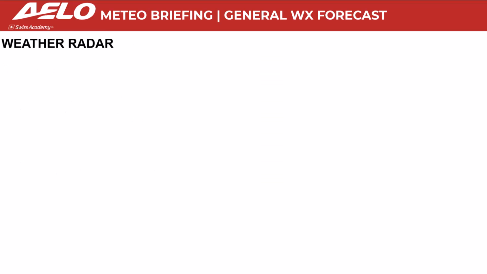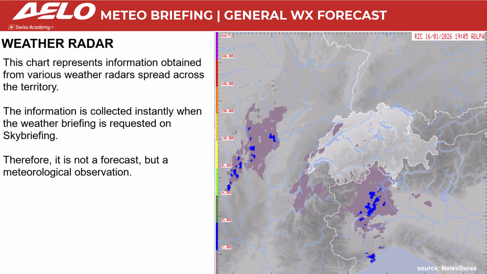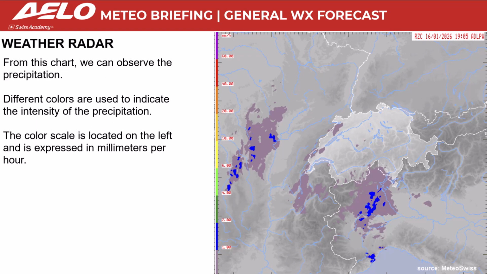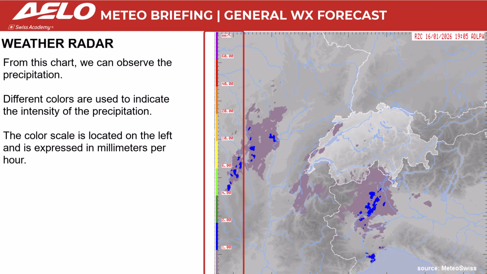Weather radar. This chart represents information obtained from various weather radars spread across the territory. The information is collected instantly when the weather briefing is requested on Sky Briefing. Therefore, it is not a forecast, but a meteorological observation. From this chart, we can observe the precipitation. Different colors are used to indicate the intensity of the precipitation. The color scale is located on the left and is expressed in millimeters per hour.